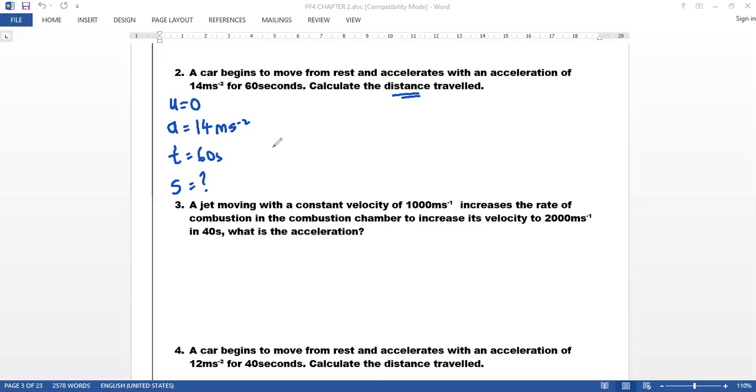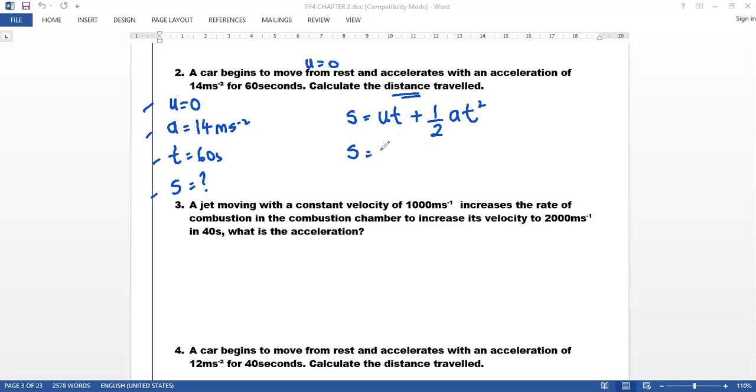Calculate. So as I said earlier, in this question, you have initial velocity from rest 0. Acceleration 14. The time taken 60 seconds. You are looking for the distance travel. So it's SUVAT. If you see SUVAT, your formula will be S equals to UT plus half AT squared. So I said you have to memorize your formula first, then you will know based on this information which formula to be used.